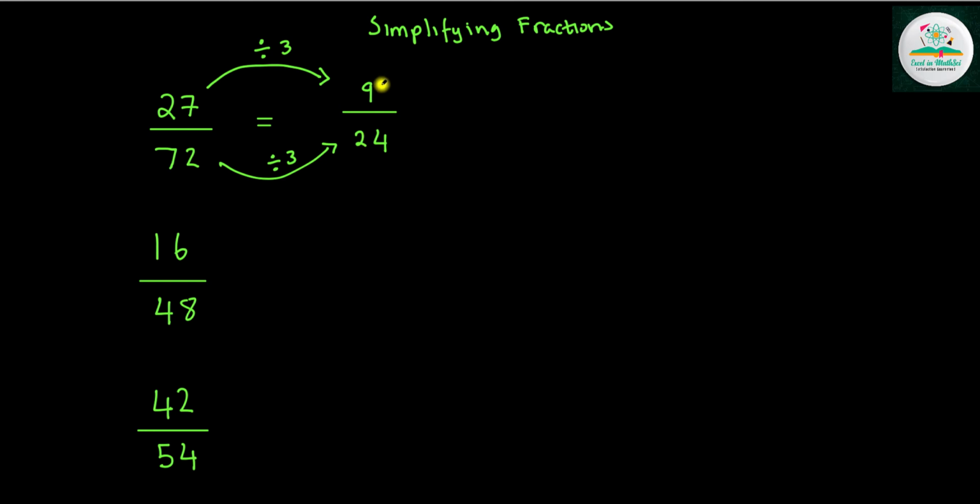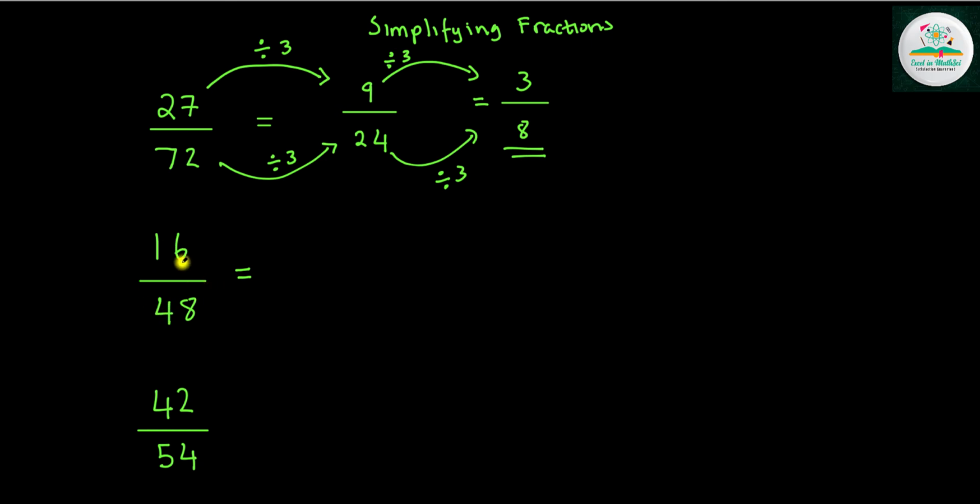So the next number I'm going to choose, once again, will be 3. We divide the top and the bottom by 3. Then 9 divided by 3 is 3, and 24 divided by 3 is 8. So my final answer would be 3 over 8, because there's no common factor other than 1 between 3 and 8.